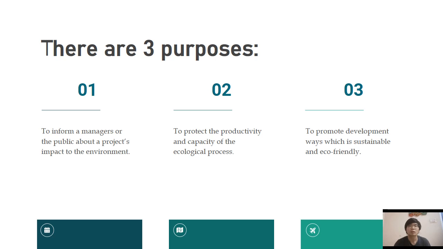The other purpose of the environment impact assessment is that EIA can compare the advantages and disadvantages of the project. As we know, the EIA report will show all the advantages and disadvantages of the project. In this way, people can know whether the project is good for our environment, social, and economy or not. If the damage caused by the project is higher than the benefit, the project manager may modify the project design again. Third, EIA will promote a development way which is sustainable and eco-friendly.